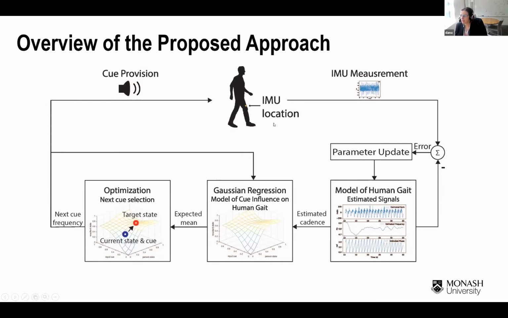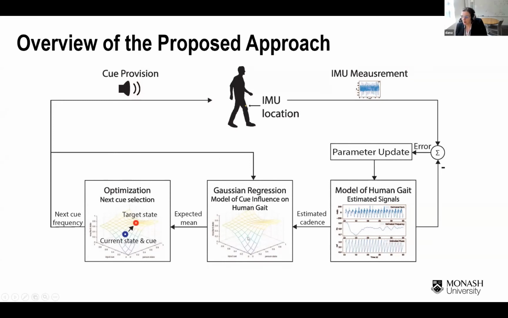So now from the IMU measurement, we want to estimate the gait parameters such as the step size and the cadence. And then once we've estimated those parameters, we now want to learn the individualized model of how the cue influences the human gait. We learn that from the data that we obtain during the interaction, right? So we're providing some cues, we see how the person responds, and we learn this model online. And we use Gaussian processes to do this.